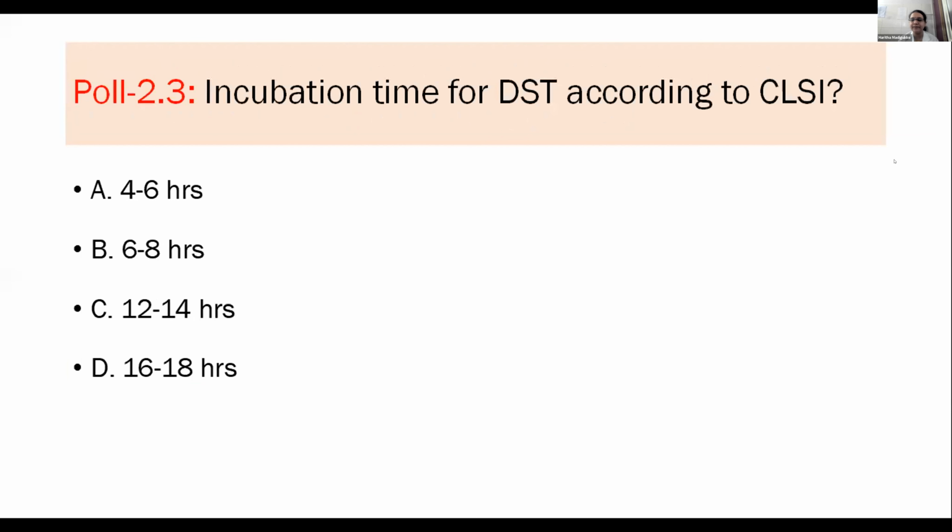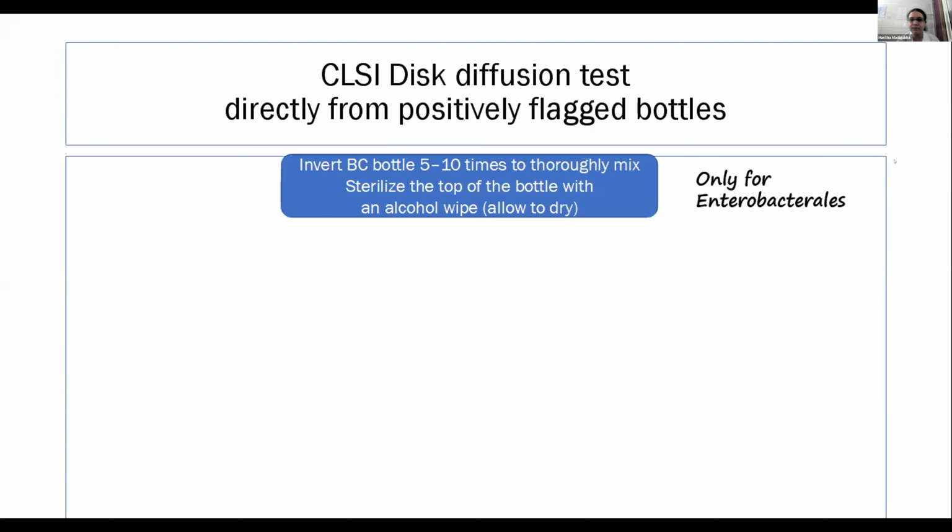First, I'll be explaining about the CLSI. That is the CLSI disk diffusion test from the positively flagged blood culture bottles. Always remember, this guideline is given only for the Enterobacterales. It is not for the others. What happens first: after the blood culture bottle flags positive, you need to remove it from the machine, and we have to invert the blood culture bottle 5 to 10 times to thoroughly mix. The blood and the broth have to be thoroughly mixed, so you need to mix it 5 to 10 times.